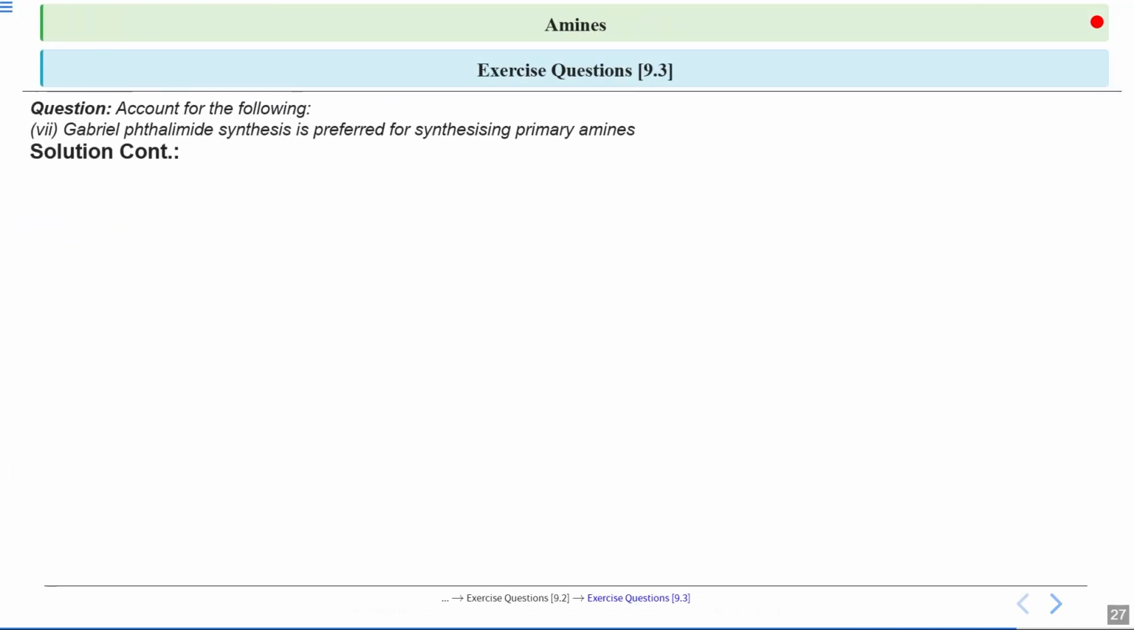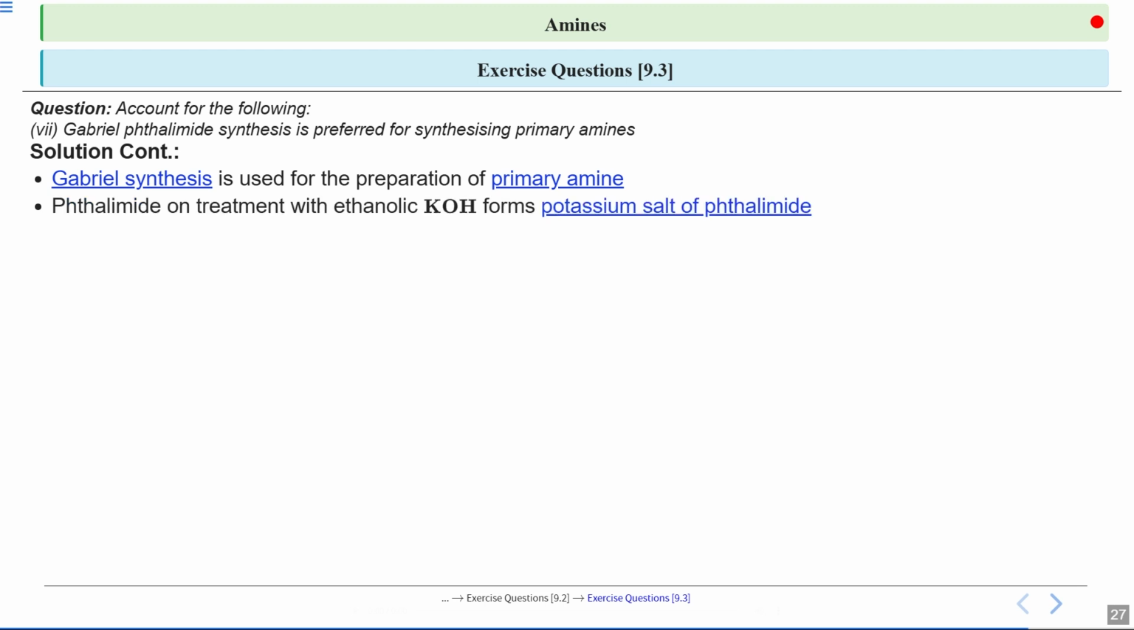Now, moving on further, next one is Gabriel phthalimide synthesis is preferred for synthesizing primary amines. Okay, so if you'll see, Gabriel phthalimide synthesis is preferred for primary amines as it selectively forms primary amines by reacting phthalimides with alkyl halides, avoiding side reactions. So you will see phthalimide reacts with ethanolic potassium hydroxide. It forms the potassium salt of phthalimide.